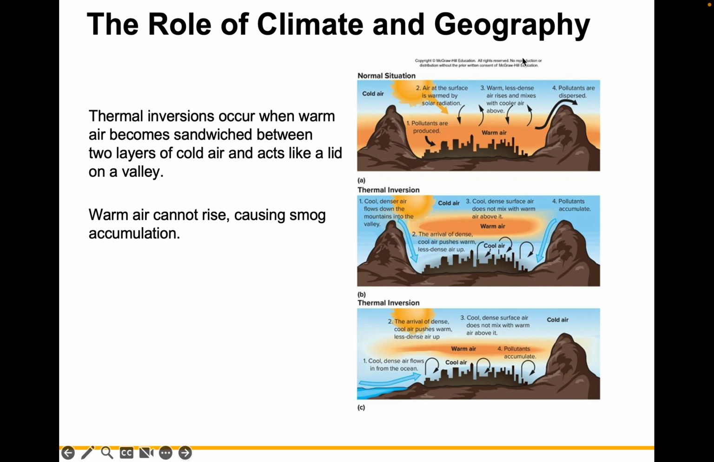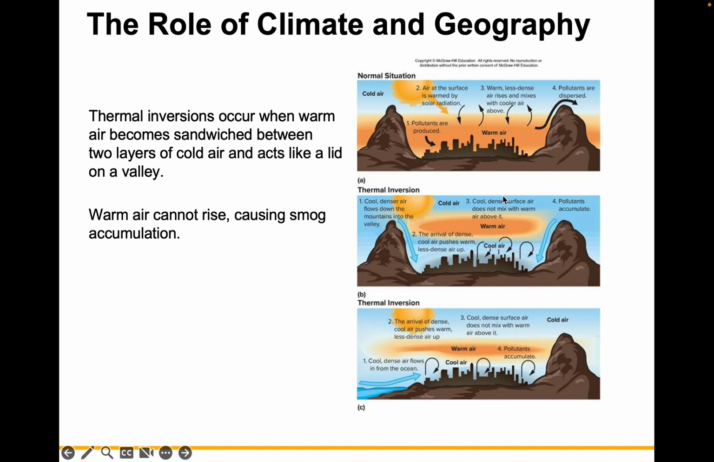So if we look here in a normal situation, pollutants are produced in the city by people. Air at the surface is warmed by solar radiation. That warm, less dense air rises and mixes with cooler air above. When it cools, it sinks back down, gets warmed up, rises back up. This is the same little flow of air currents that we talked about earlier in this lecture. And eventually pollutants are dispersed and they get blown out by that mixing.